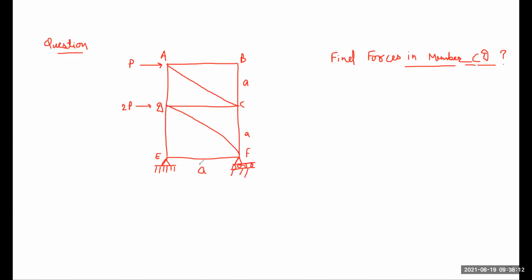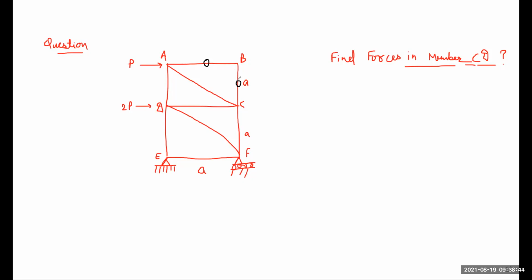So what you do, you just observe this truss. After observing the truss, you find we have zero force members. That means we have zero force present in two members, that is in AB and in BC. So these two members have zero forces.